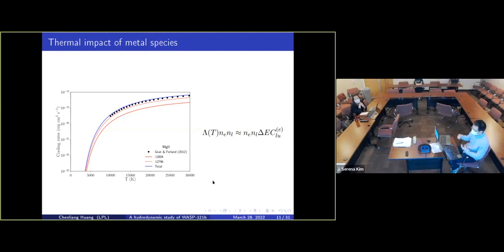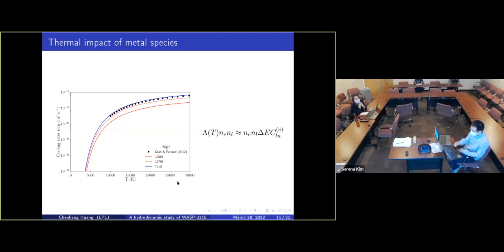So the electron collisionally excites the ground state to an excited state, so it can emit delta E times the collisional excitation rate. That's the total cooling rate. For magnesium-2, there are two electric dipole transitions. So the sum of these two transitions gives us the total cooling rate versus temperature.